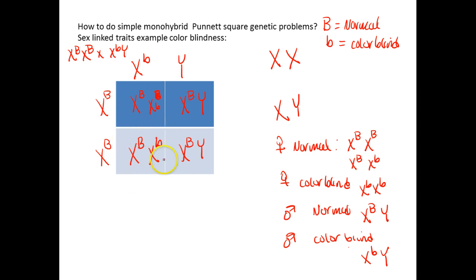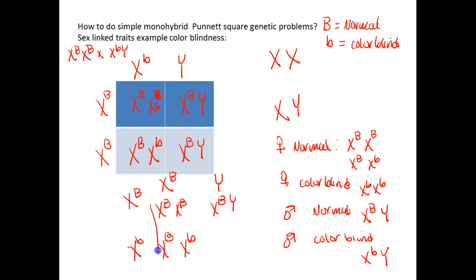Now, if we take this scenario where the mom is a carrier, and let's say the father is normal, then in this case 50% of your sons can be colorblind and 100% of the females will be normal. So that's why you'll see males more affected with sex-linked traits.